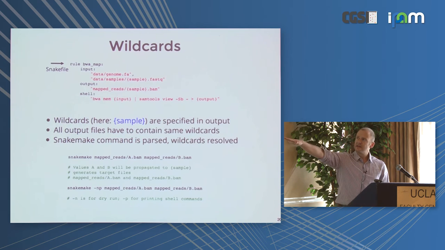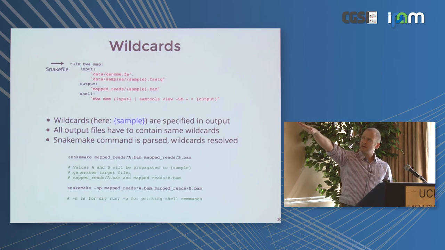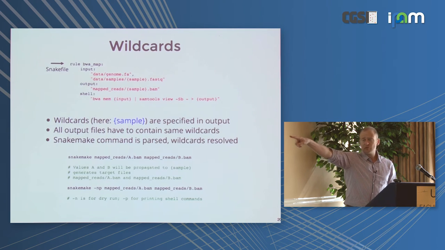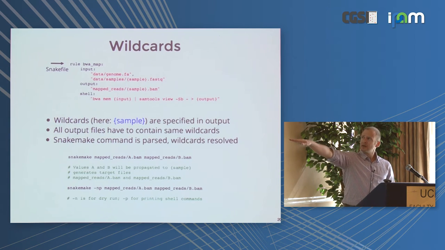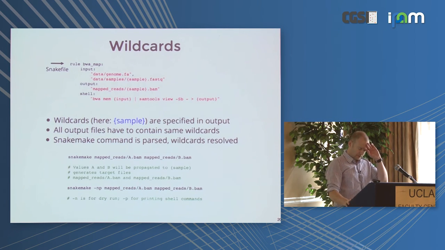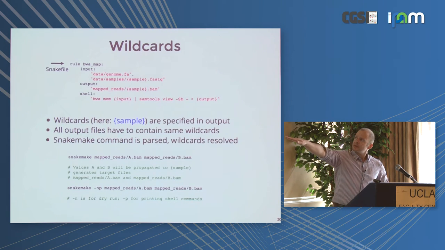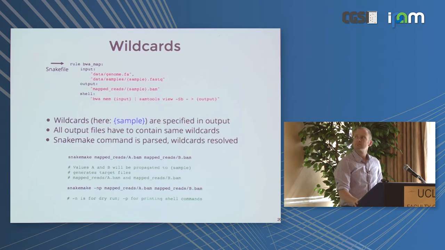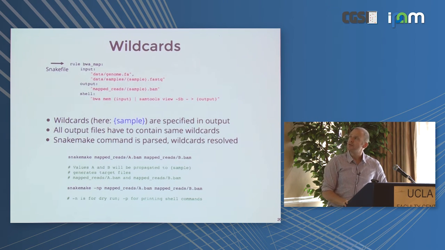Once more, wildcards. Here, you may want to have a wildcard instead of a.bam. You would put there curly brackets sample, curly brackets dot bam, and then if you execute snakemake mapped_reads/a.bam, mapped_reads/b.bam, you would like to have those two files generated as output. So multiple output, usually you provide on the command line, and multiple input you can just write into the input. There's also a trick how to get multiple output, I will show you. So then {sample} is replaced by A and by B, and then you run the job two times, on A.fastq and on B.fastq.